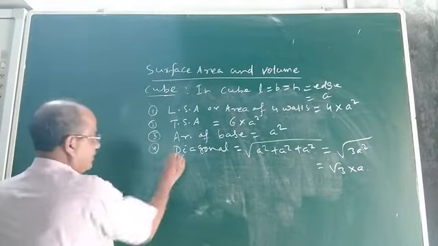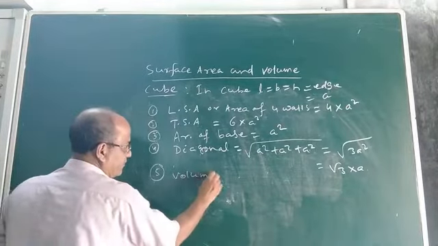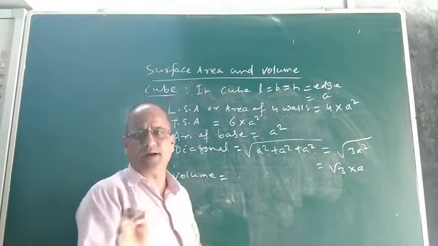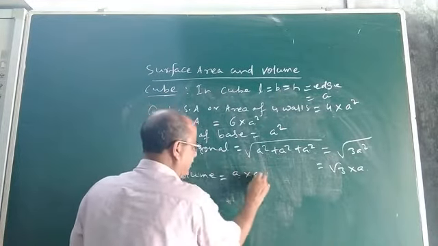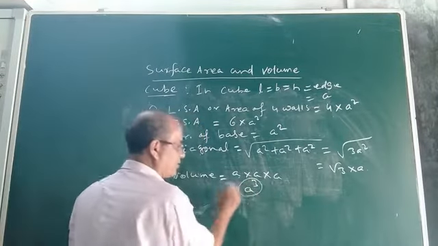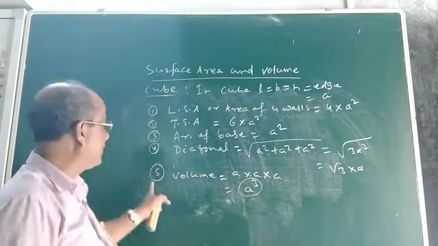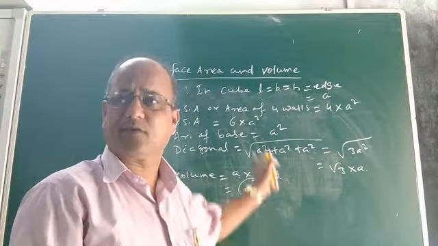Okay, then how to find the volume? You see, the volume of a cuboid is L into B into H. So the volume of a cube will be a into a into a, that is a cube. So this is the formula. These are some important formulae about cube. If you remember, you can easily solve all the problems on cube.